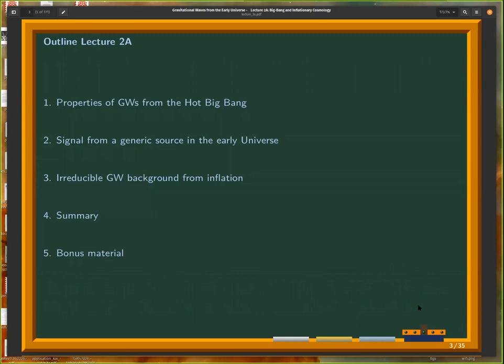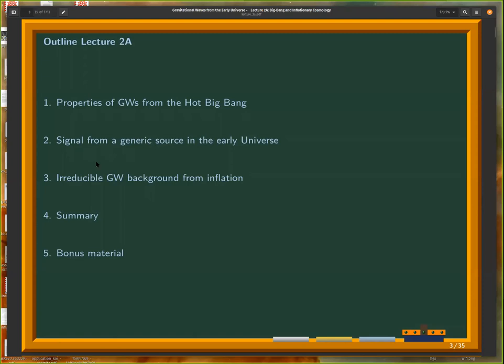Here's an overview of the things I want to cover in this first lecture before the break, during the next 1 hour and 15 minutes, roughly. First of all, I want to talk about a few general properties of gravitational waves in the context of hot Big Bang cosmology. And then I want to take you through a short calculation that illustrates how the gravitational wave signal can be calculated from a generic source in the early universe. I will provide you with a general recipe that tells you how you can calculate the gravitational wave signal once you know the statistical properties of the source. So this will be the first two sections of this lecture.